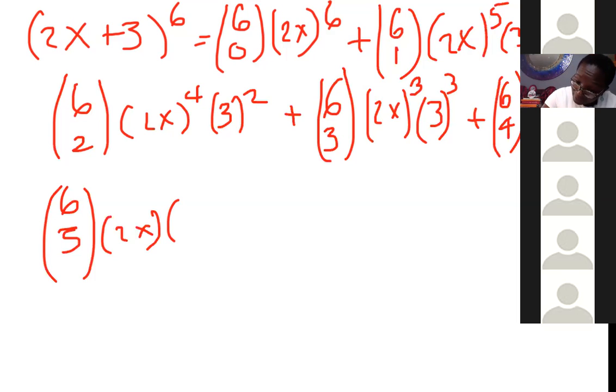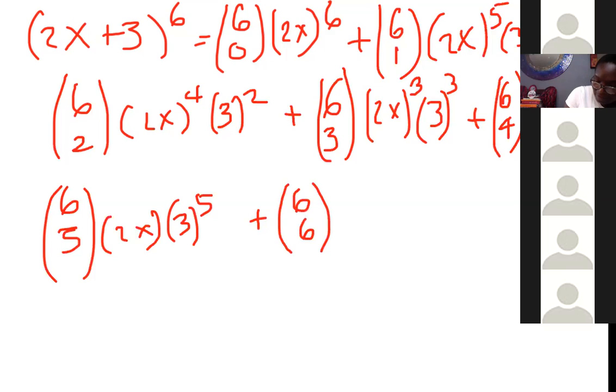That did not add up. See how you can go back and check yourself just like that? It needs to add up. Okay, so I know this one is going to be 3 to the 5th power because it must add up with the 1 to get you to 6. And then the last one, guys, is going to be 6, choose 6. And then I will not have an x. I will simply have a 3 to the 6th power.